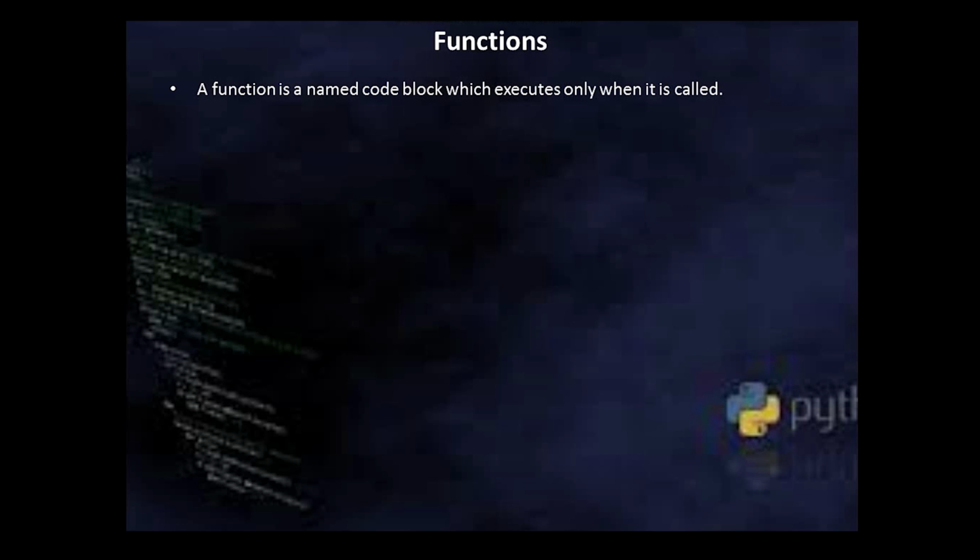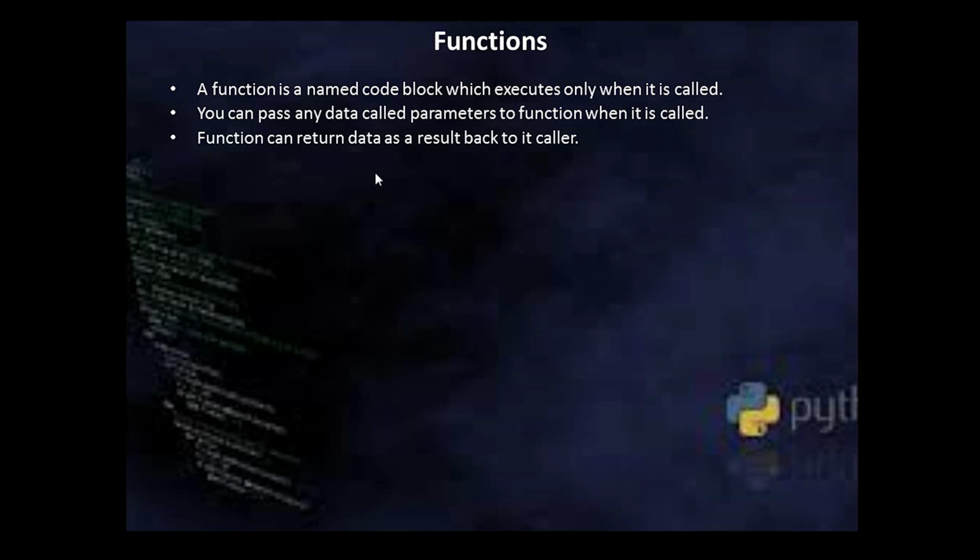Let's recall the definition. A function is a named code block which executes only when it is called. Then I said when you call it, you can pass to it any number of parameters. So you can pass any data, called parameters, to a function when it is called. A function can return data as a result back to its caller. It means after performing some specific task, it can give a value back to its caller.